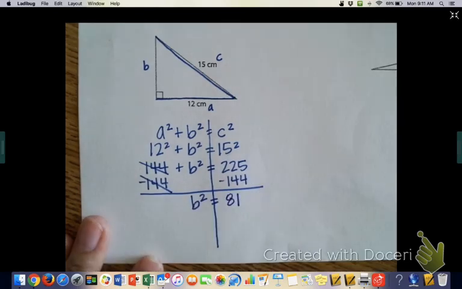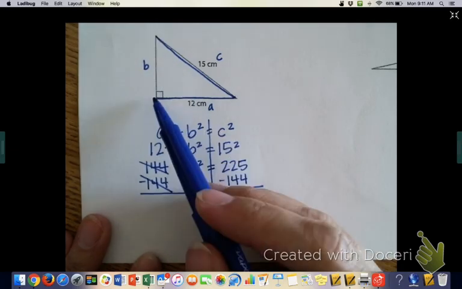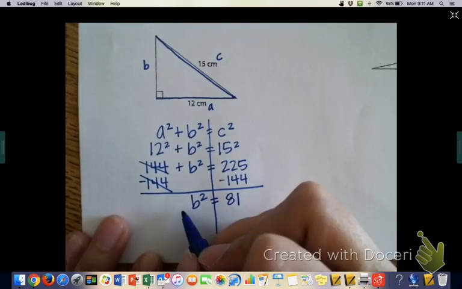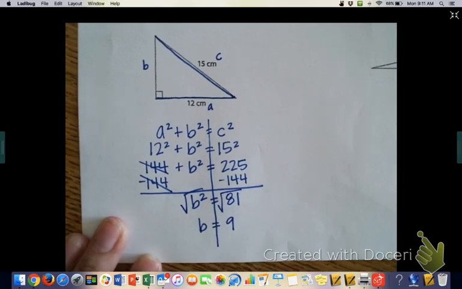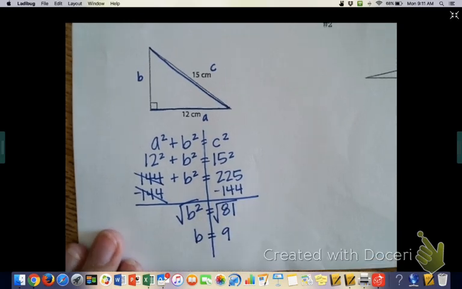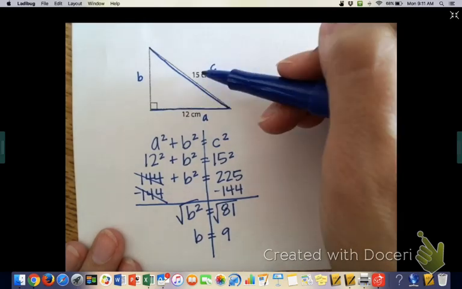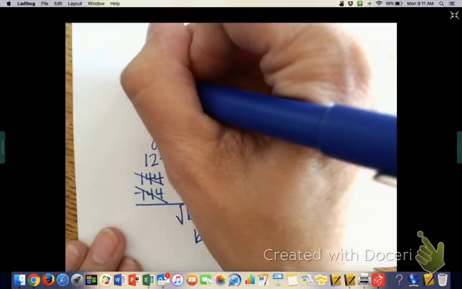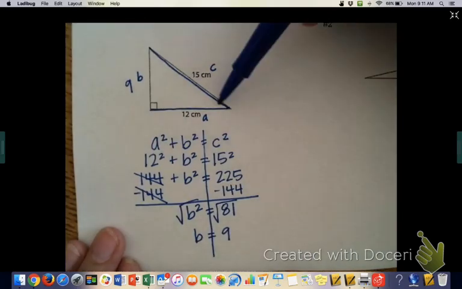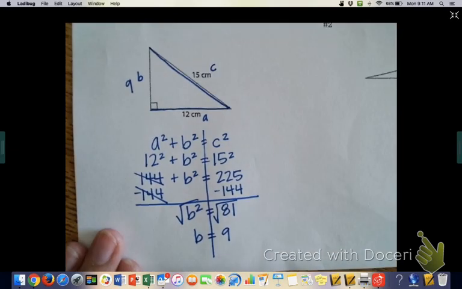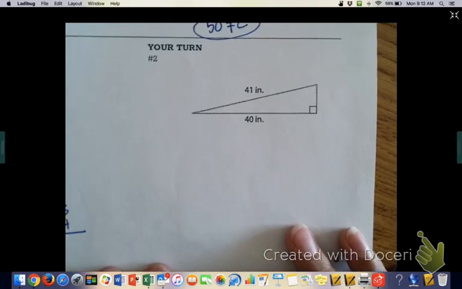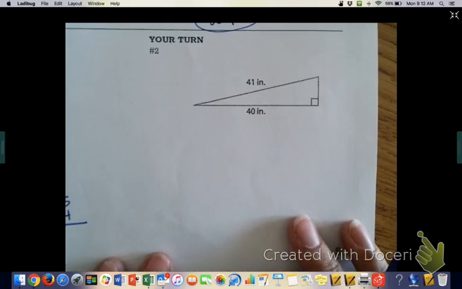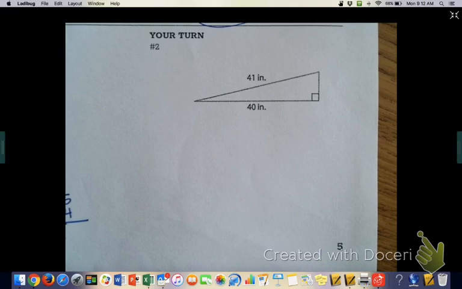All right, and then last thing, you can't have B squared. What we're trying to get is just B, just the leg by itself, unsquared. So we're going to square root both sides, and the square root of 81 is 9. Always double check to see if it's reasonable. 12, 9, and 15. That would be reasonable because our longest side, our hypotenuse, is 15. So that makes sense. All right, you can pause the video and try the your turn, or if you'd rather me work it out with you, you can just let it play.